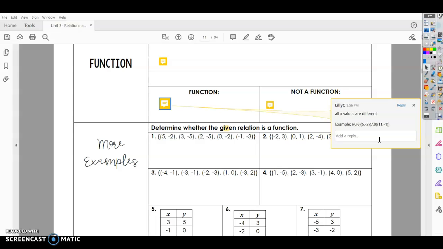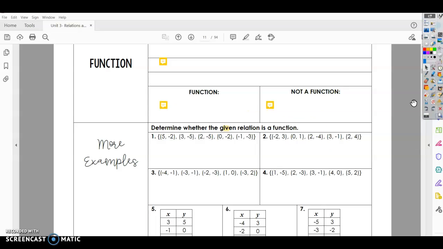All right, in a function, all x values are different. So each x value has to be different. If you look at this set of ordered pairs, (0, 6), (5, -2), (7, 9), (11, -1), your x is the first number in each ordered pair. So 0, 5, 7, and 11 are all different, which means this is an example of a function. It's a set of ordered pairs, which means it's a relation. Now we know it is also a function.